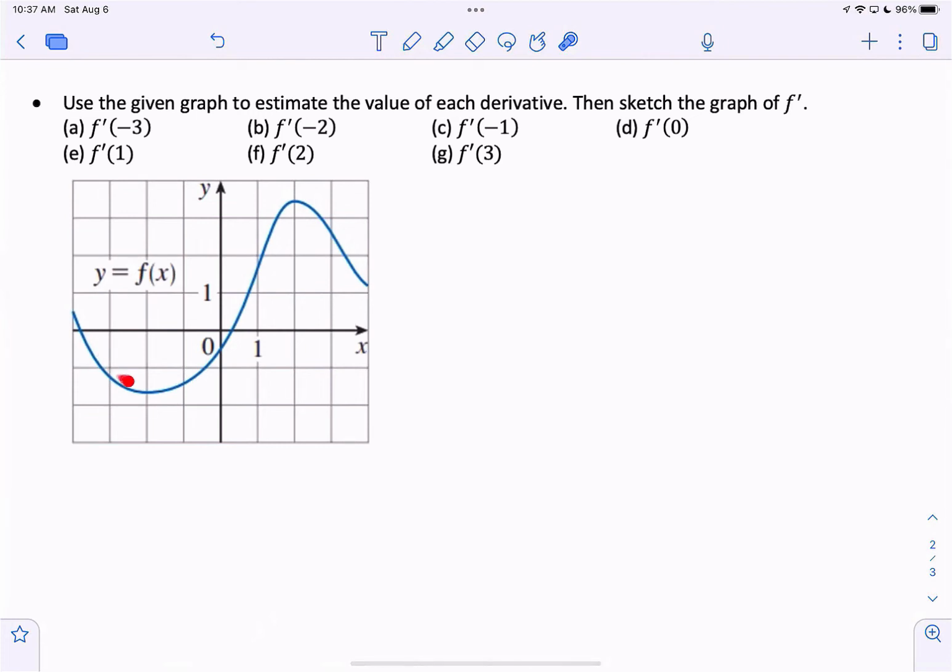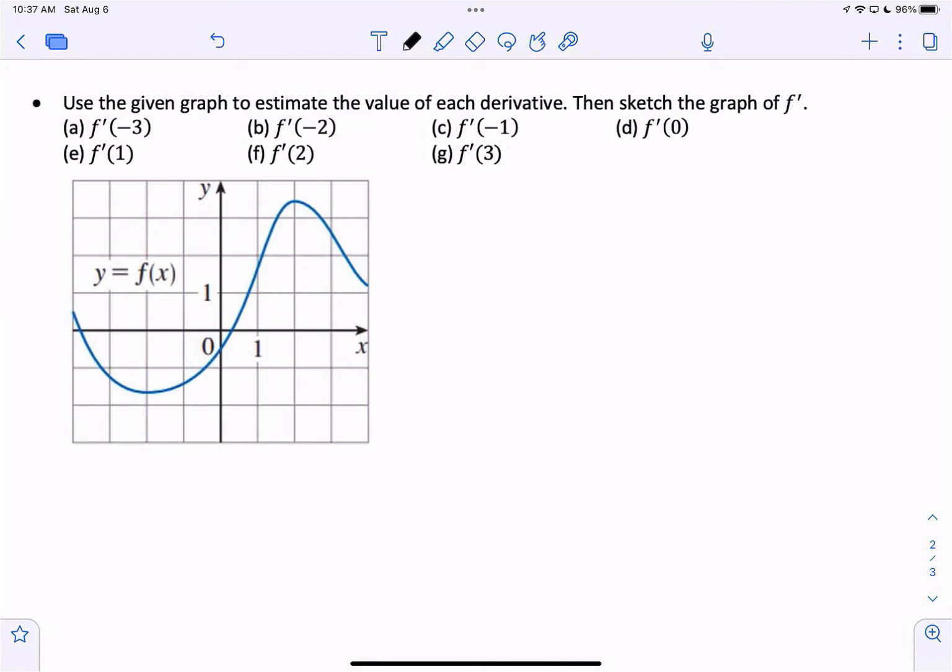Here we're given a graph of, I don't know, some function. I don't know what it is. And we are to estimate the value of each derivative, f prime at -3, f prime at -2, at -1, 0, 1, 2, and 3. And then sketch the graph of f prime. Remember, if f prime itself can be a function, well, we can draw its graph.